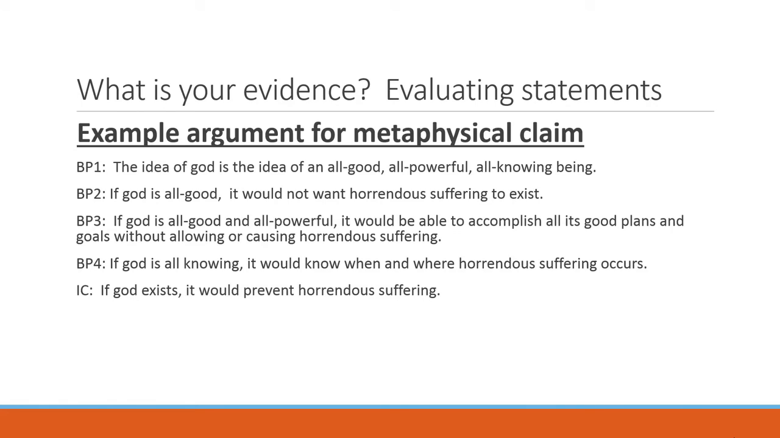Here's an intermediate conclusion that follows from our basic premises 1 through 4. If basic premises 1 through 4 are true, then we can have this intermediate conclusion: if God exists, God would prevent horrendous suffering. If God does not want us to suffer, if he can accomplish all of his plans without causing or allowing suffering, and if God knows when and where suffering would occur, then if God exists, God would prevent horrendous suffering from occurring.